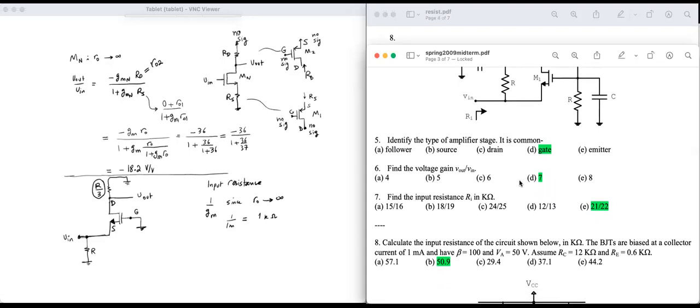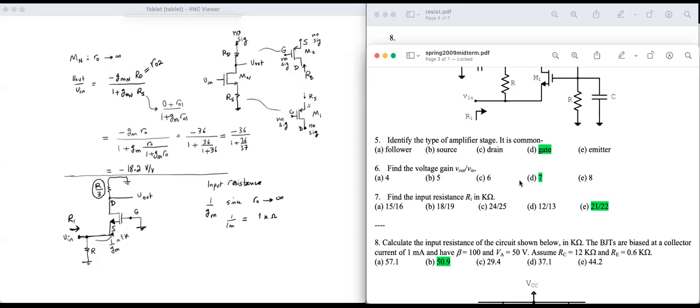Oh, wait, the answer is 21 over 22. What did we do wrong? Oh, wait, we forgot about R. This is the input resistance here. The formula sheet gives me the resistance seen looking into the source. So this is 1 over Gm, and that's 1K.